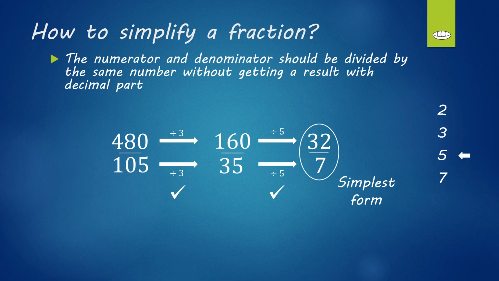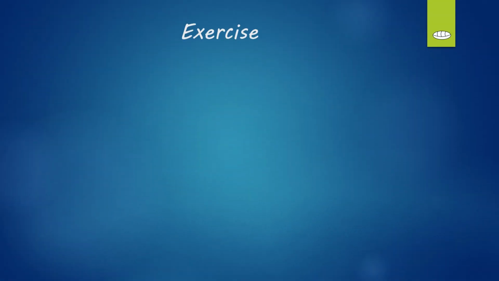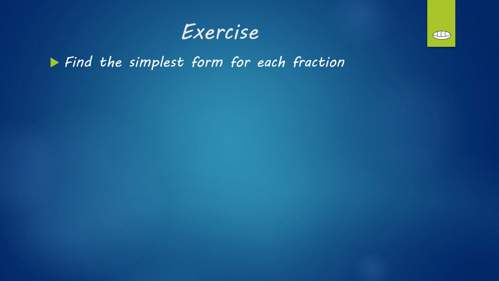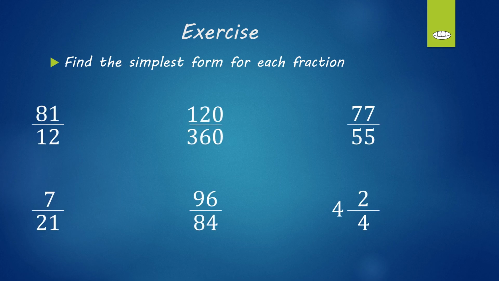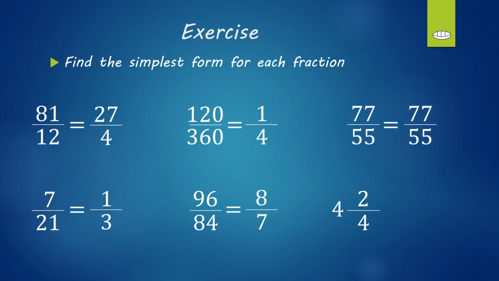Finally, we will proceed to show an exercise where it is necessary to find the simplest form for each fraction. You will be given 5 seconds to pause the video and solve the exercise. In the first 4 cases it is possible to get the simplest form, in the 5th case the fraction cannot be simplified, and in the last case we should change from mixed to improper fraction before proceeding with simplification.